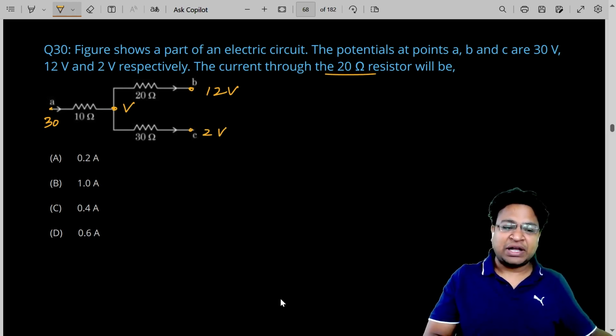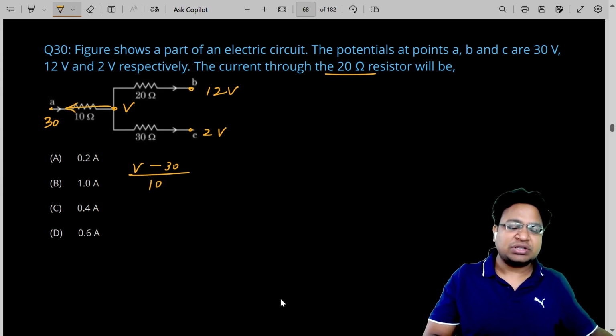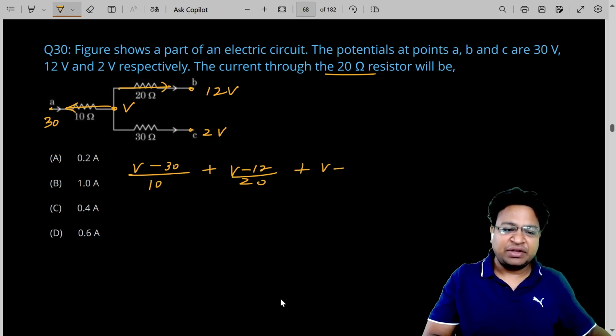So we will write that the net outflowing current from this node is 0. I will write (V minus 30) divided by 10, which gives me the current going in this direction. Then next I will write (V minus 12) by 20, which gives me the current going in this direction. And then I will write (V minus 2) by 30, which gives me the current going in this direction. The sum of this is 0.